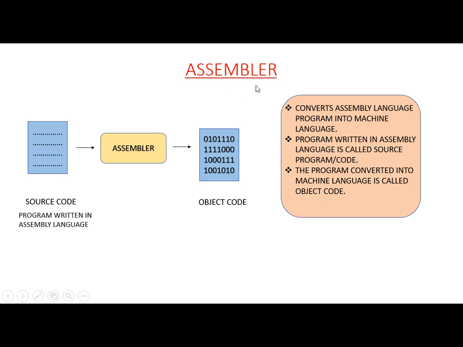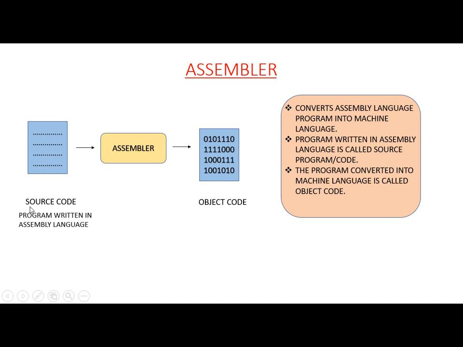First one is assembler. Here in this diagram you can see that this is a source code. Now, what is source code? Source code is the program which is written by any programmer, and this is the object code, the converted code which will be read by the computer. So this is in machine language.